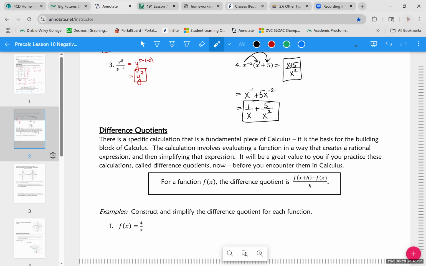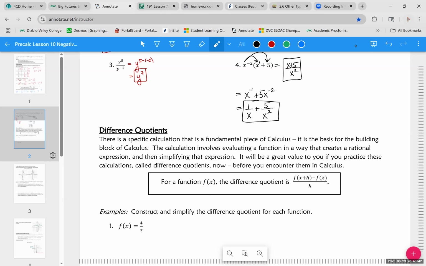So you need to be able to evaluate a function in a way that creates this rational expression, and then you have to be able to simplify that expression. They often end up being complex fractions, and that's why it's a good idea to practice with them now so that the algebra doesn't trip you up when you get to calculus.